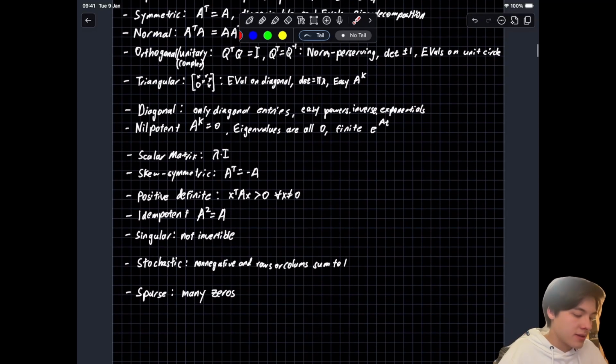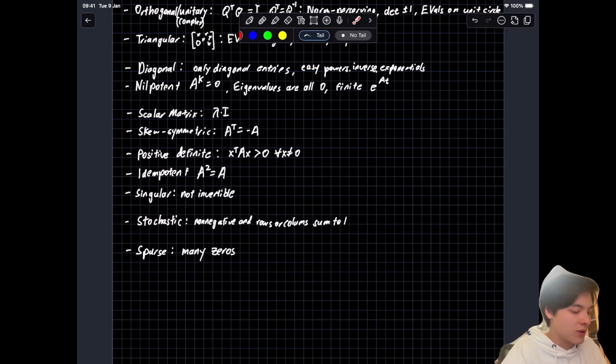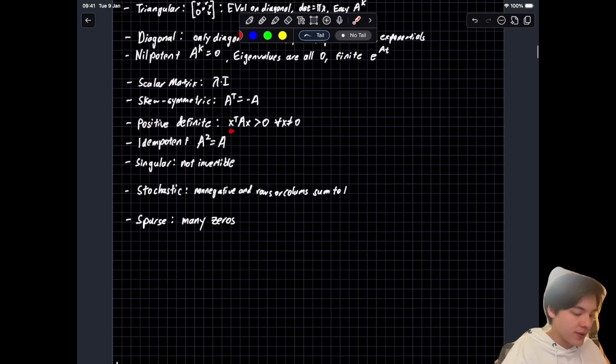And yeah, we will see some different operations. It's also easy to calculate. Scalar matrices, lambda I, so not much about that. Skew-symmetric is if the transpose is equal to the negative of A. Positive definite is if this is larger than 0 for all x not equal to 0. And we love this as well.